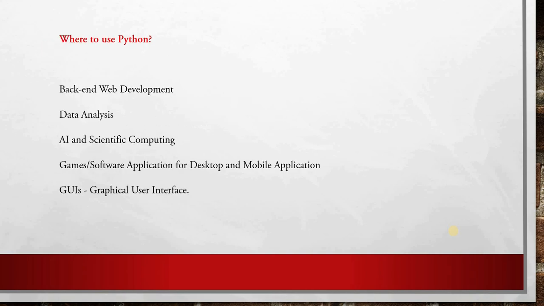Now, where to use Python? Python is used as backend web development, data analysis, building AI and scientific computing. It is also used for creating games, software application for desktop and mobile applications. It also creates GUI or graphical interface.